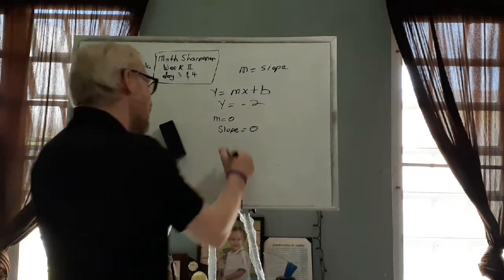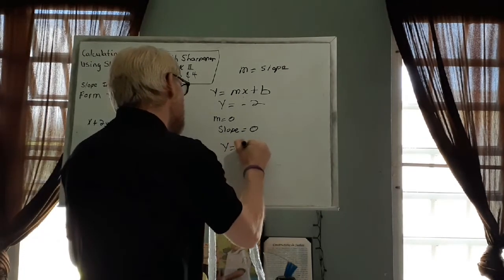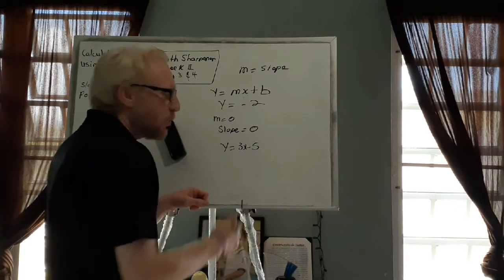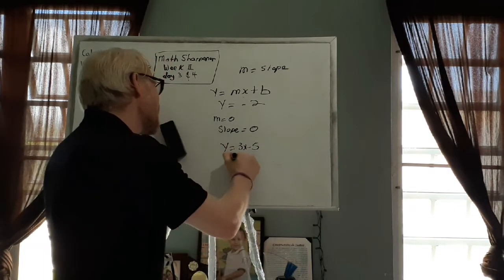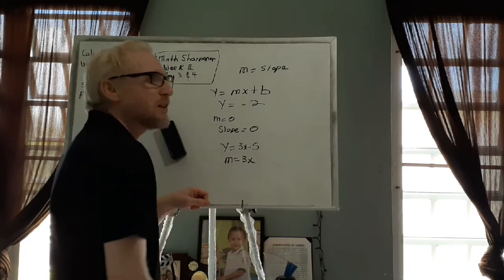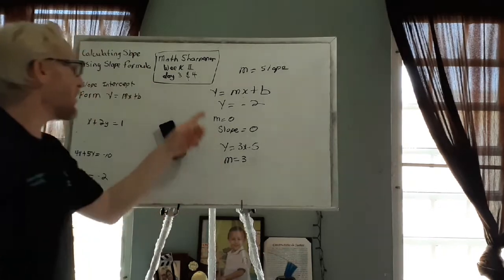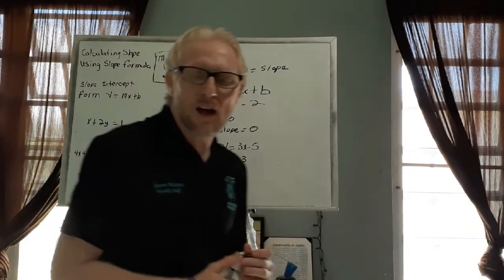Now what if I give you an equation already like this? Y equals 3x minus 5. And I want you to tell me who the slope is. Well, the slope is the 3x. Or the 3. You don't have to write the x, just the 3. Okay? Because this looks like this. I know. That's it, guys.